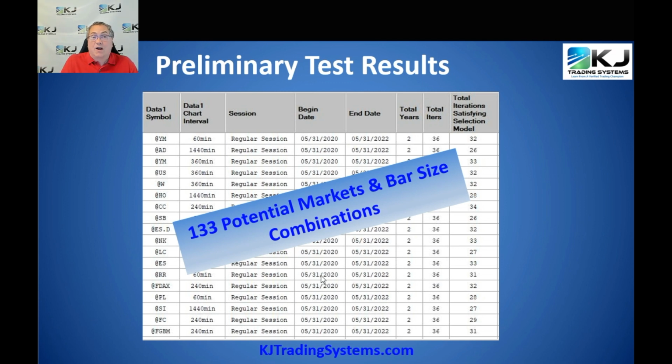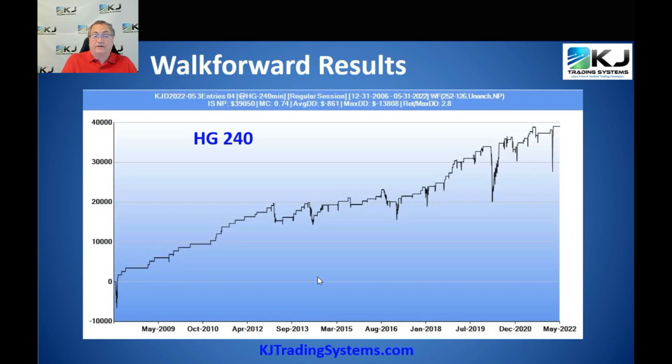The final test is running through walk forward testing, which is a method of out of sample testing. Here's just a couple of the results. Here's copper, 240 minute bars. You can see it looks pretty good. There was a couple significant drawdowns. Every good system will have drawdowns. If they don't have any drawdowns, you got to watch out because they might just be over optimized systems. But this is all out of sample, so that looks pretty good.